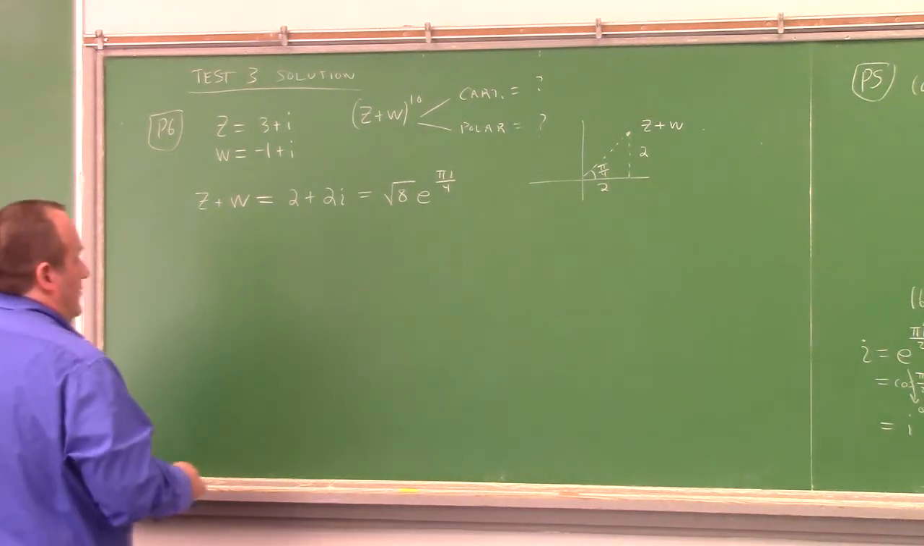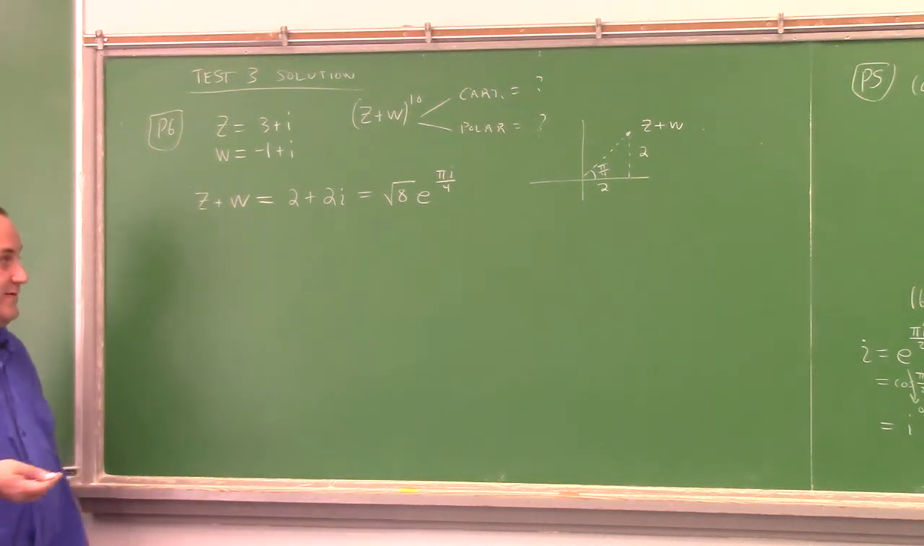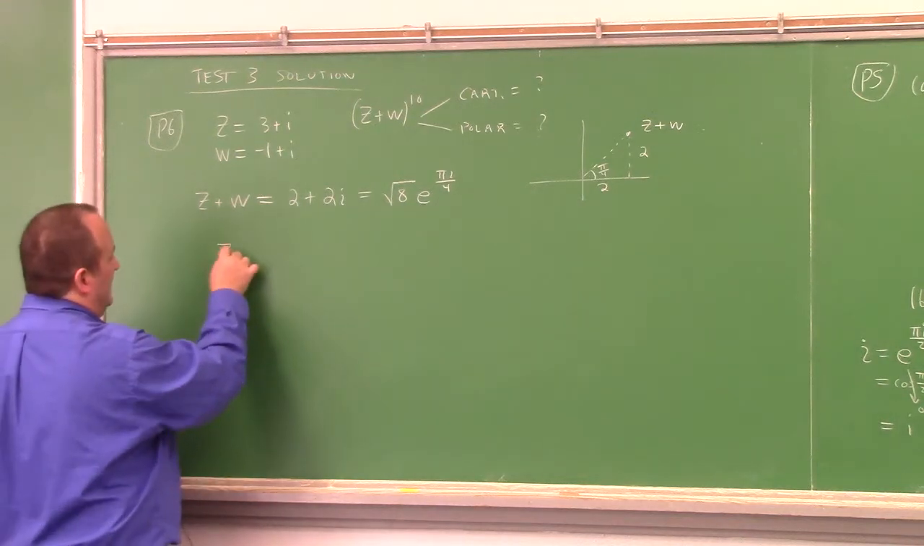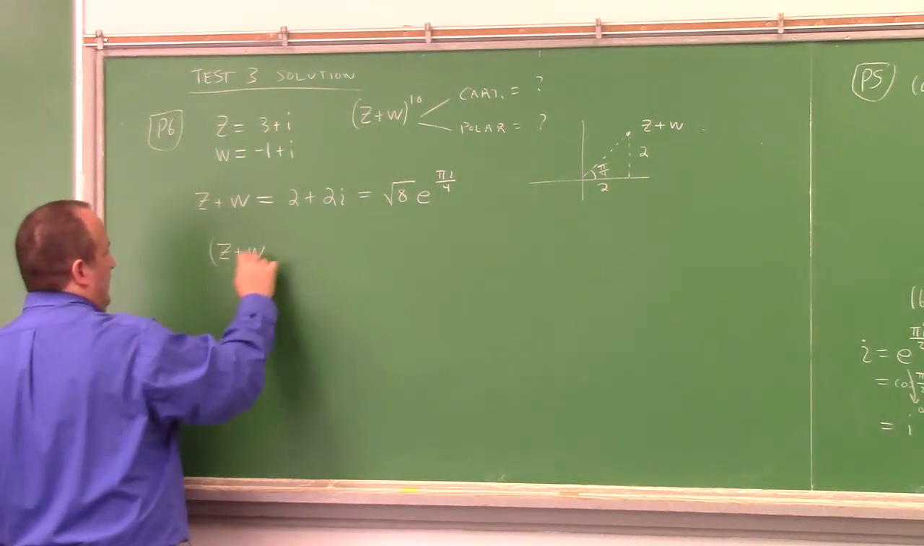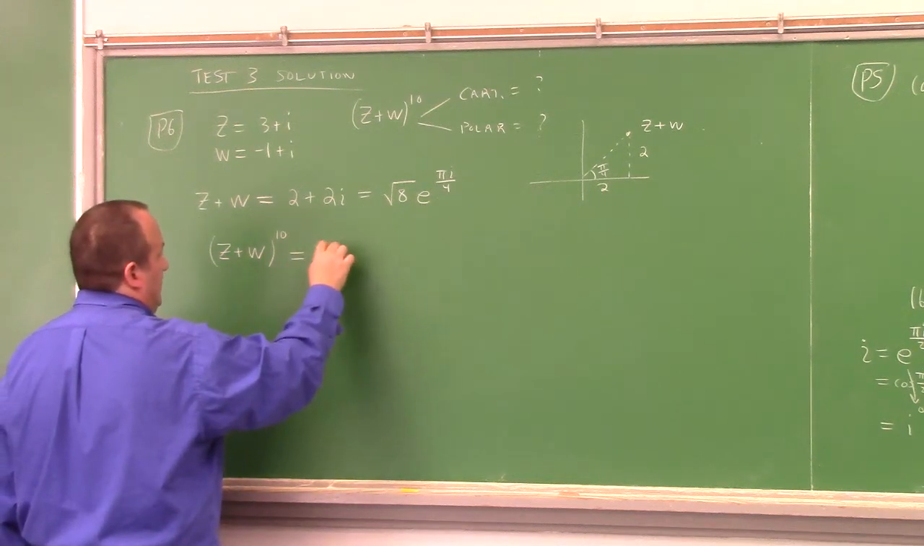Now, why do you want to go to polar? You want to go to polar because if you're going to raise something to the 10th power, if you have a Cartesian form, that means you got to take a binomial and raise it to the 10th power. That's a lot of terms. You got to do a Pascal's triangle, like 10th line. It's a pain. You don't want to do that. Polar form, on the other hand, is easy to take the 10th power of. And this is something we explored in examples in class.